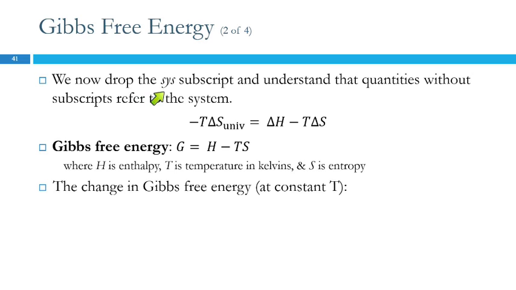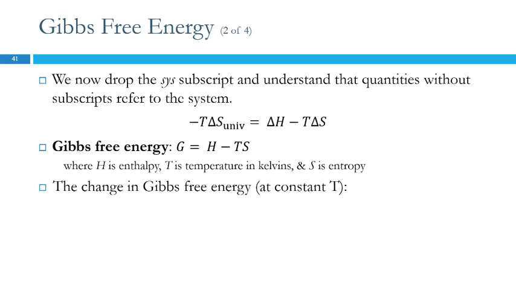So we're going to stop using the system subscript. And we're just going to assume that if there's no subscript, we're talking about the system. If we're talking about the universe, we're going to write universe as the subscript. Okay? So negative T, change in entropy for the universe, is equal to delta H minus the temperature times the change in entropy for the system.